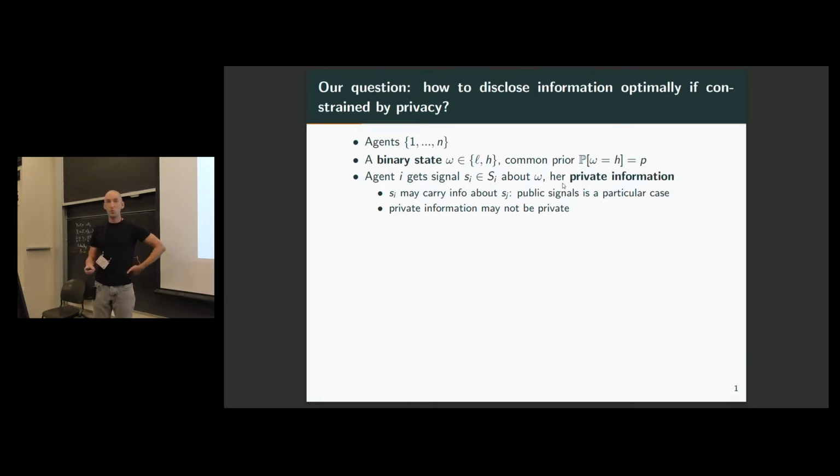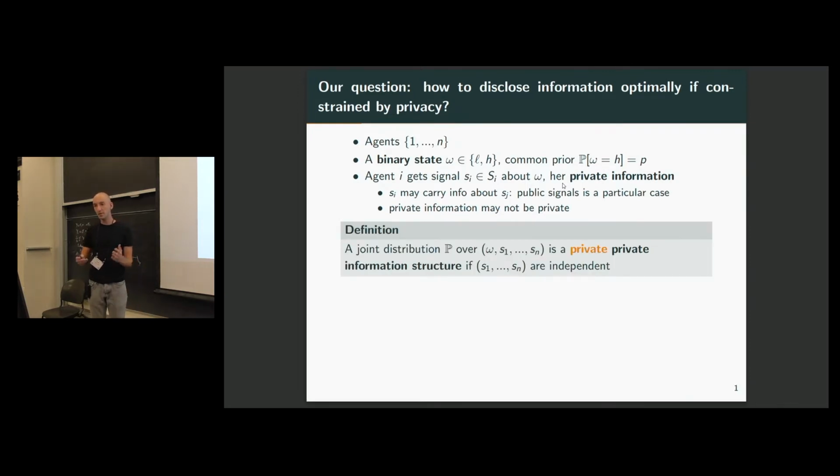And we are interested in the situation when an agent's signal tells her something about the state, but tells nothing about what other agents learn about the state. So we give the following definition. A joint distribution of omega, the state, and the collection of all signals is a private information structure if signals are independent. And by independent, I mean unconditionally independent.